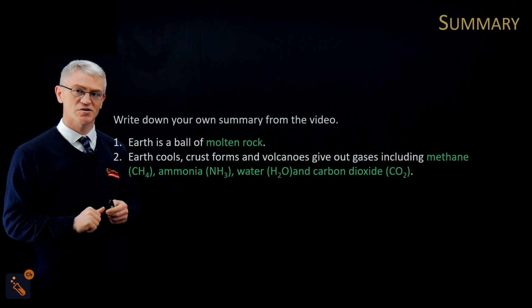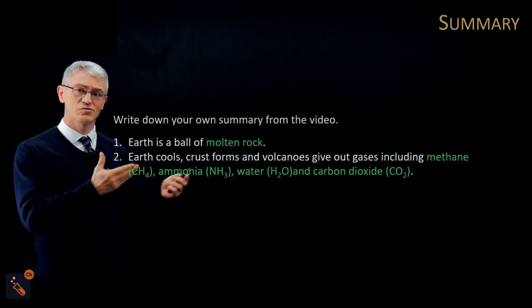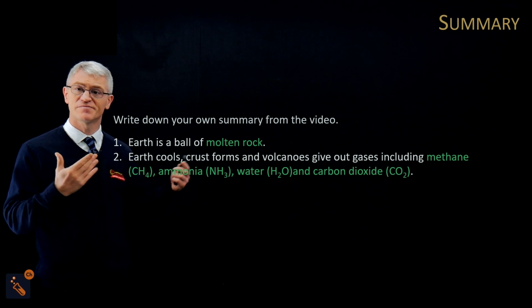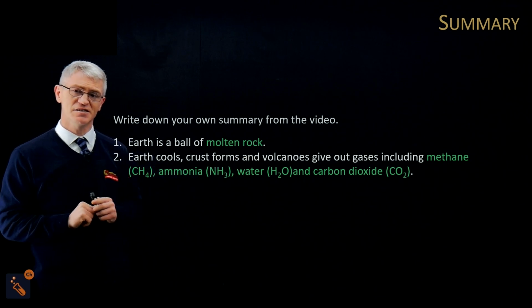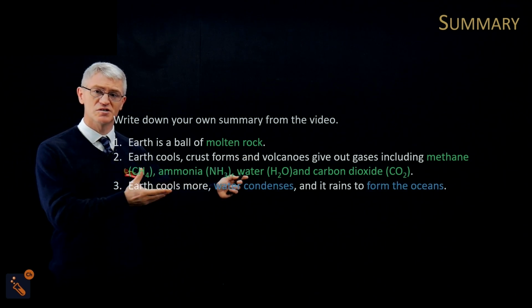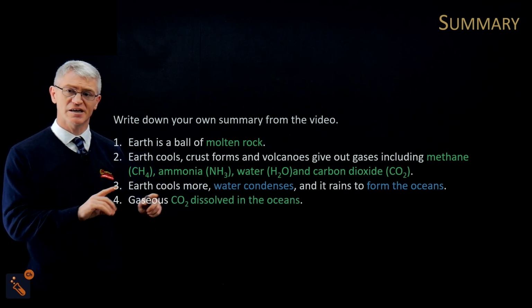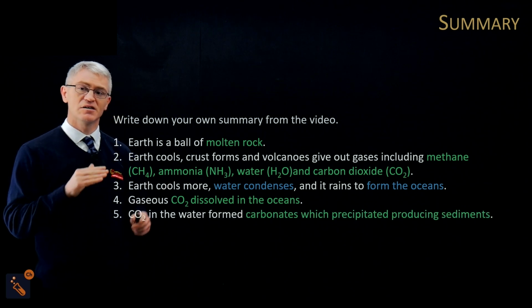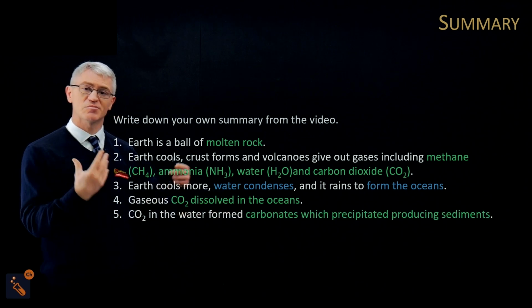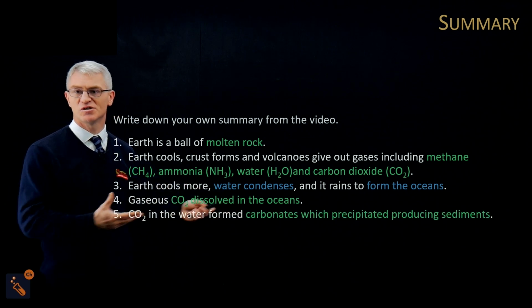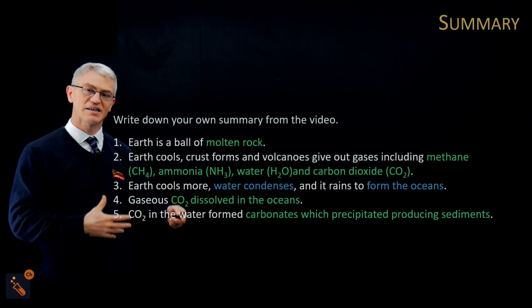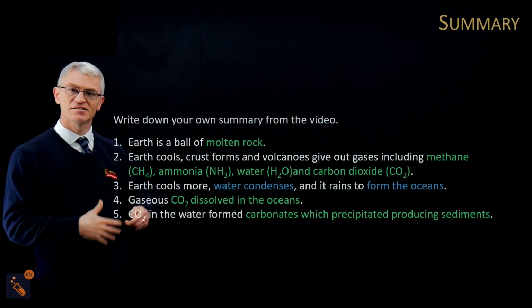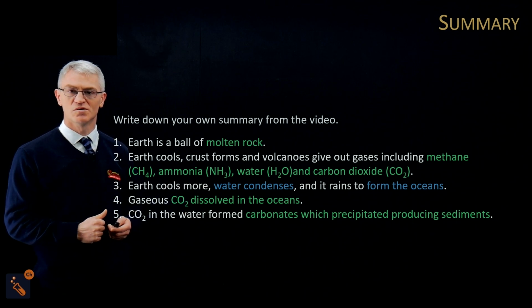Earth is a ball of molten rock. It cools, crust forms, volcanoes give out gases, and there are all those listed gases here. Earth cools more, water condenses, and it rains to form the oceans. Then you get gaseous CO2 dissolved in the oceans, which means the CO2 goes down. Then CO2 in the water forms carbonates that precipitated, producing sediments. Those were used by organisms, and then that turned into oil and gas, and then the trees turned into coal.